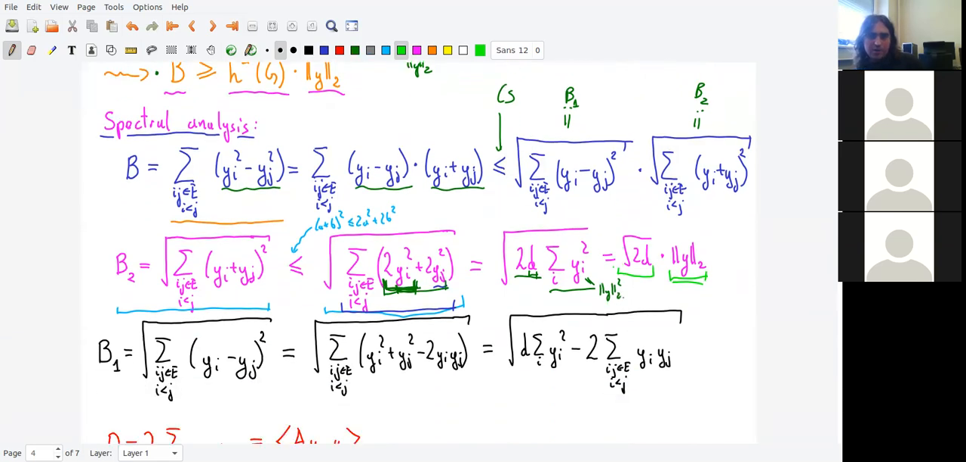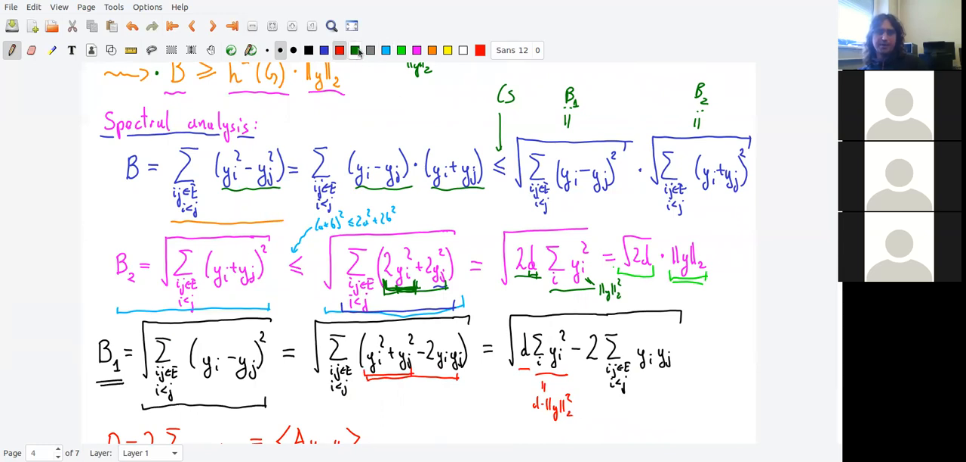Now we come to the crucial term, the term B1. This is the term where we have all those differences, and this is where we will see the spectral properties kicking in. So again, I look at B1. This is equal to this by definition. Now I open the brackets. So I've got this term here. The squares you can treat the same way as before. These sums of squares add up to d times the sum of squares, which is d times the norm of y squared.